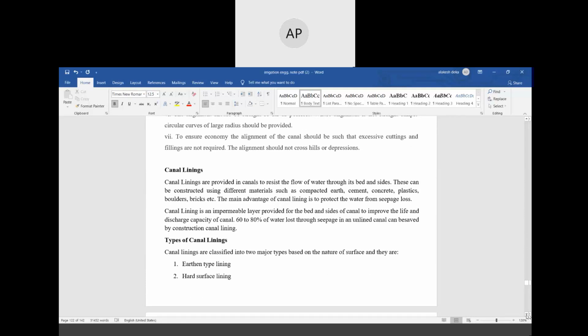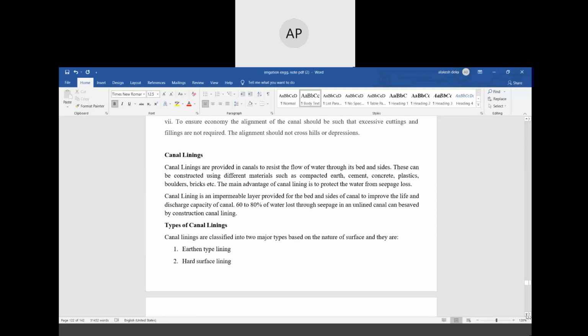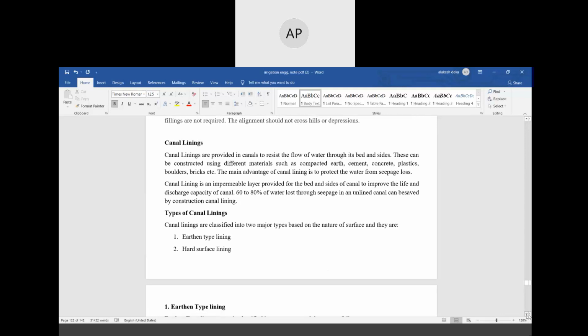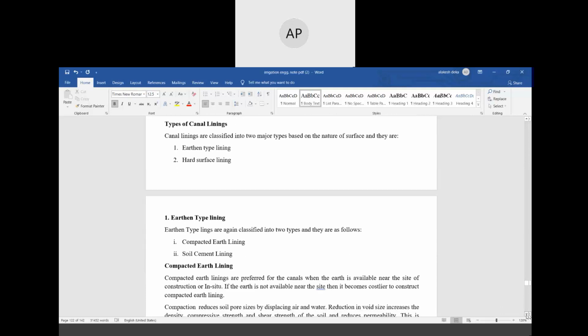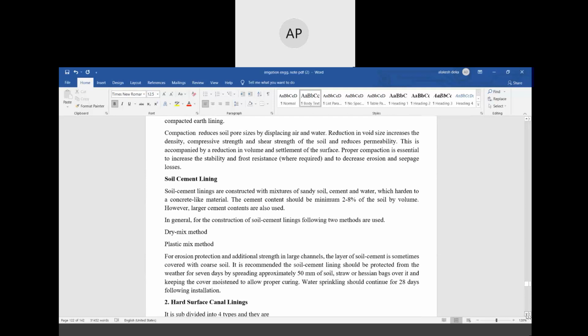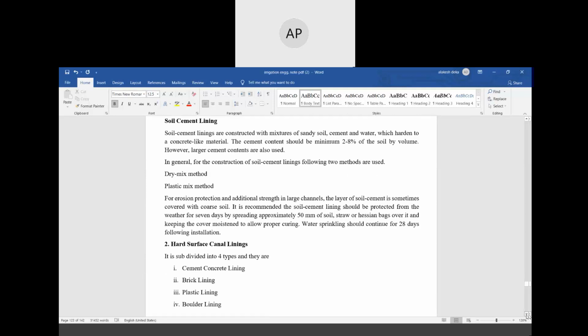Next is canal linings. That is also an important point. What are the canal linings? One is earthen type and another is hard surface lining. These are the two important types of canal lining.